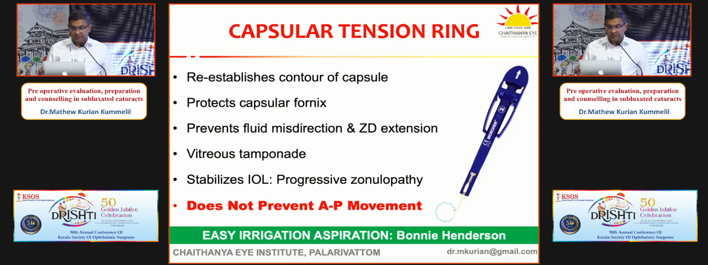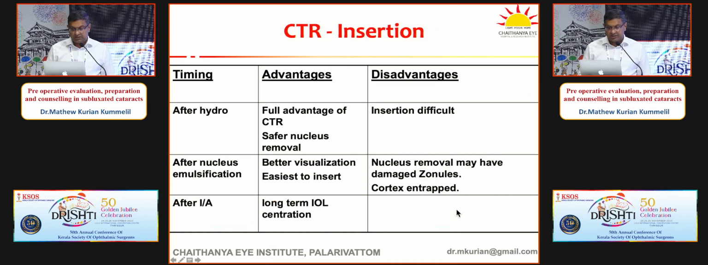Intraoperatively, the capsular tension ring prevents the collapse of the equator, maintains the contour of the equator, and tamponades the vitreous from coming forward, but it does not prevent the anteroposterior movement of the lens itself from where it is hinged. And the Bonnie-Henderson modification, where you have this kind of a corrugated structure, makes I&A easier in these eyes.